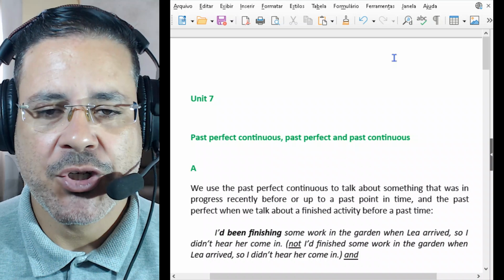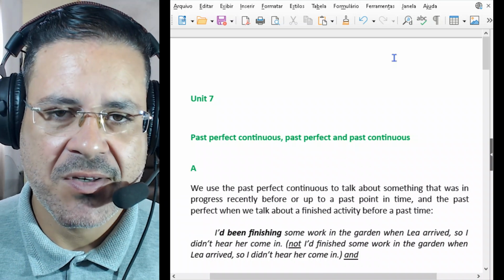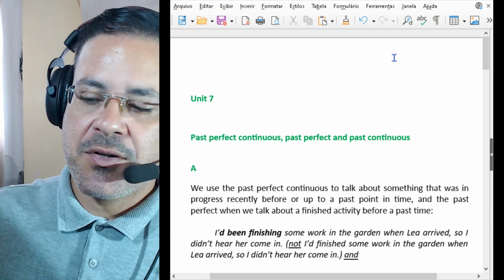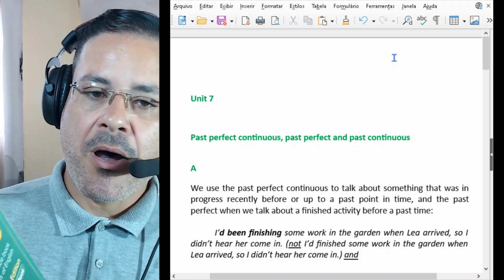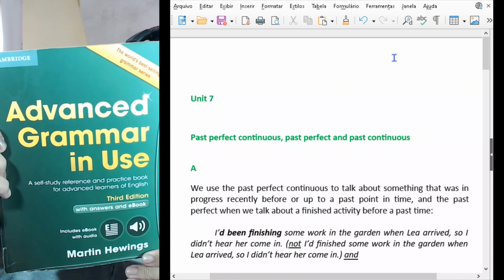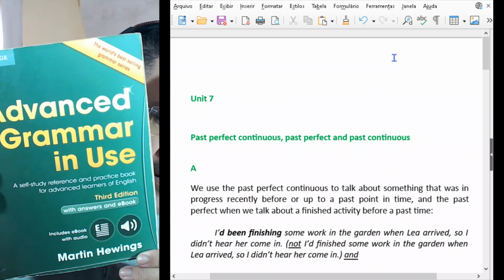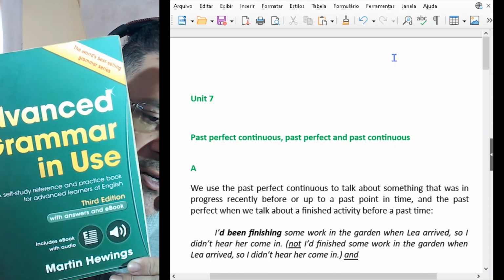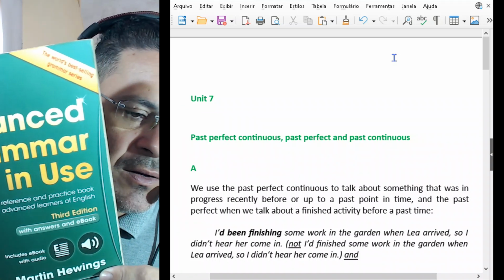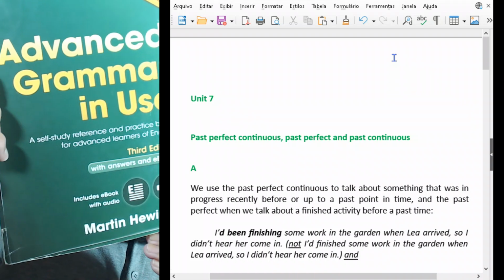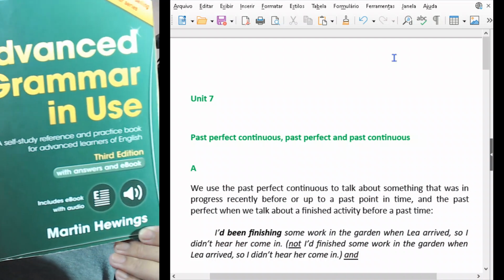Today we're gonna be talking about another unit. This is Unit 7 from our course of Advanced Grammar in Use. Again, this is the book we're using, Advanced Grammar in Use. This is a self-study reference and practice book for advanced learners of English. It is from Cambridge University by Martin Hewings.